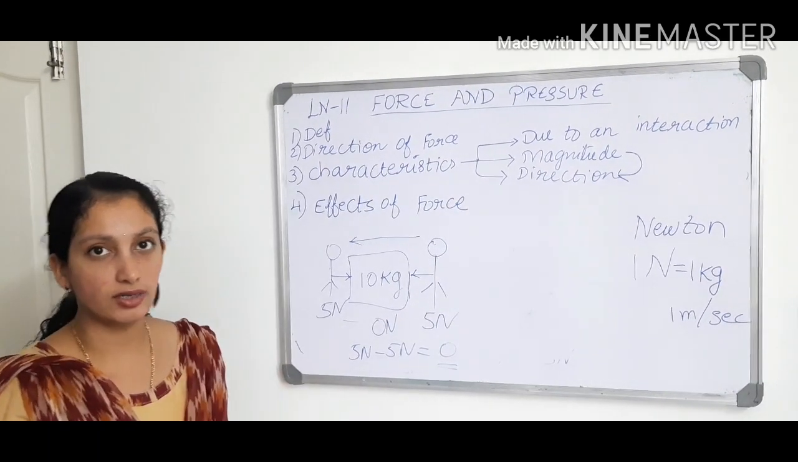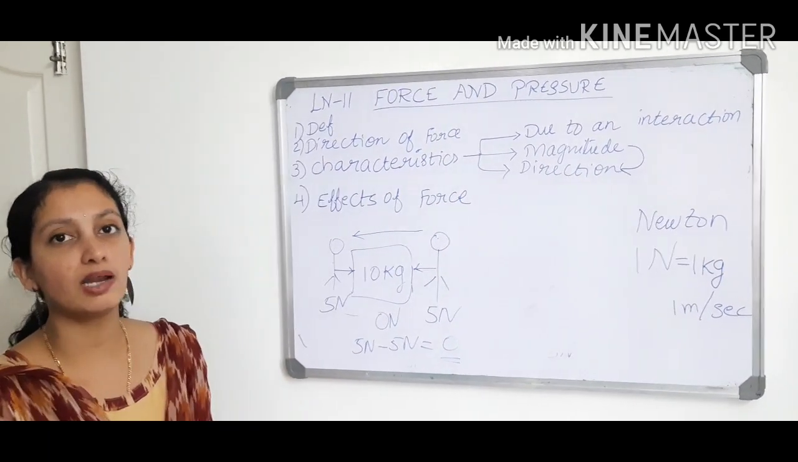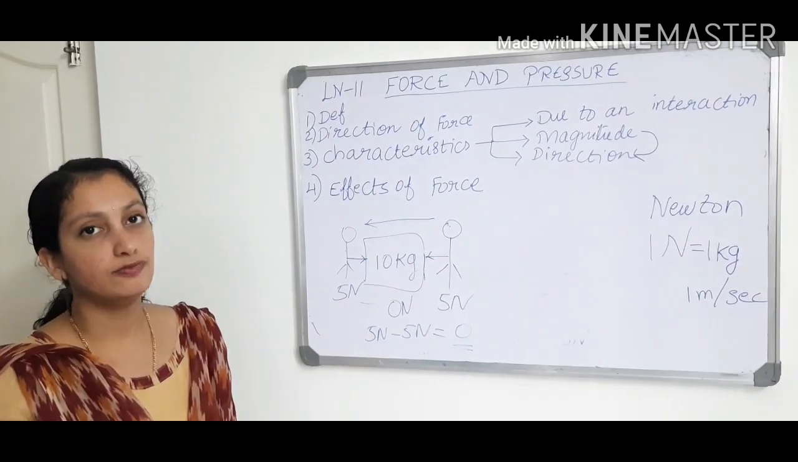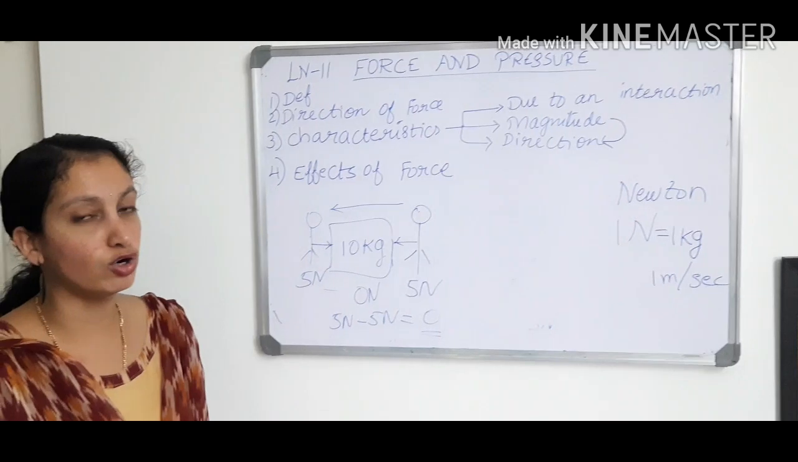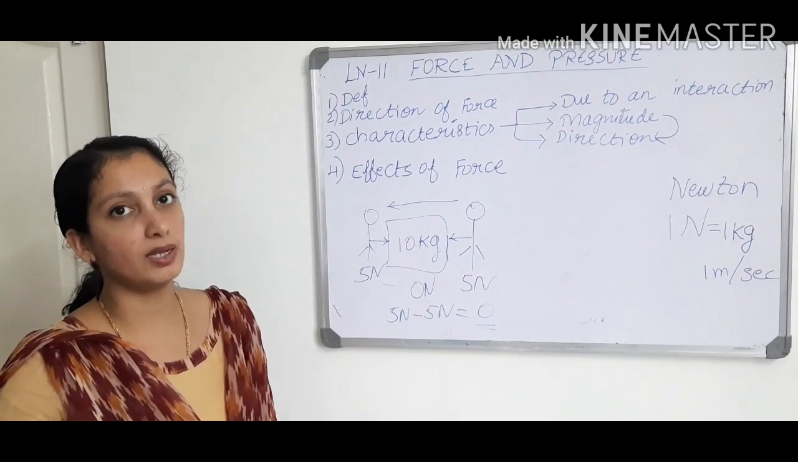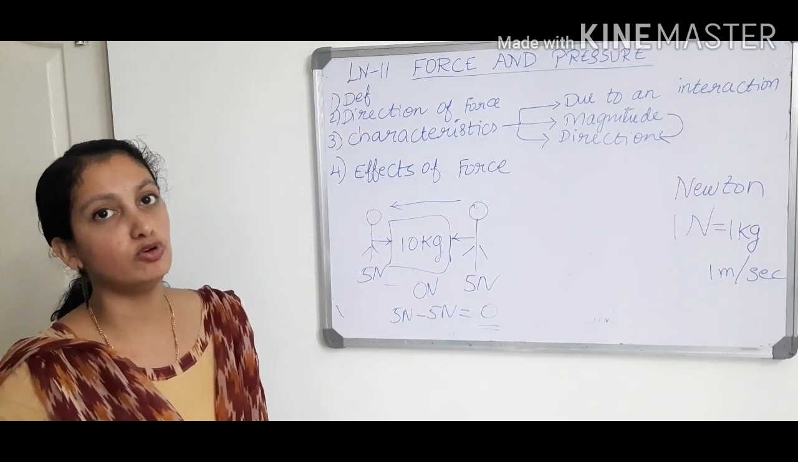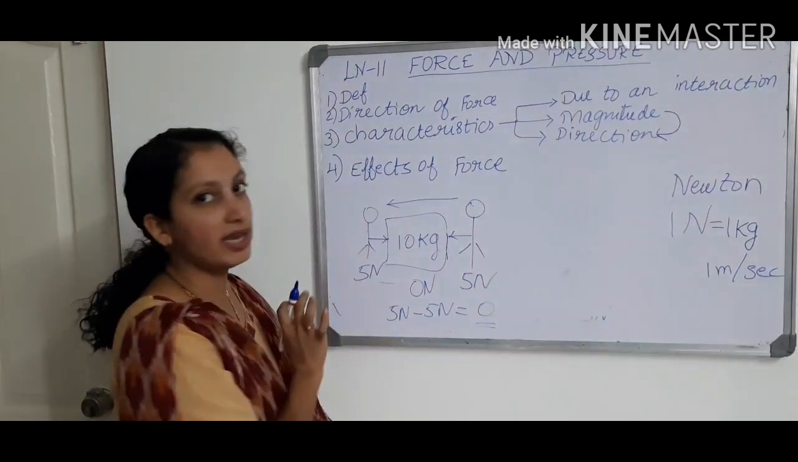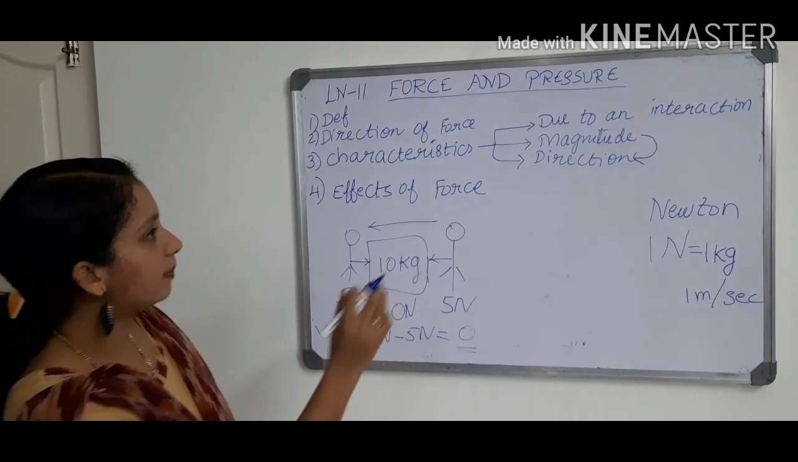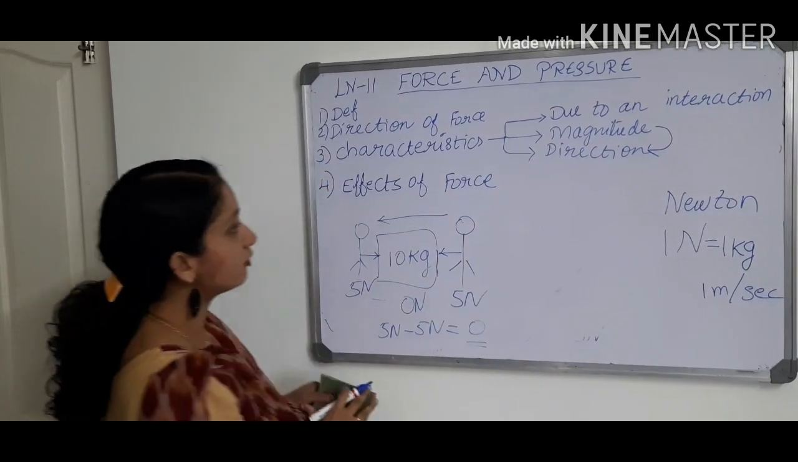In a tug of war, if both groups are applying the same force, there will not be any movement. The group applying more force, the movement happens in the direction of that group. The same way it happens. So, this is about magnitude and direction of the force.